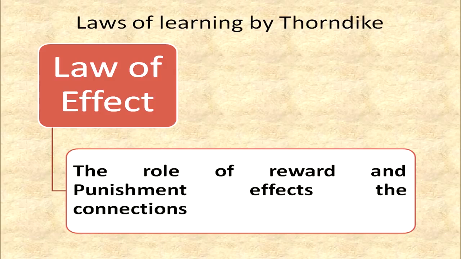Thorndike gave three laws of learning. We will discuss them one by one. First is the law of effect. The law of effect means the role of reward and punishment affects the connection. For a particular action, if the child gets a reward, the frequency of that behavior increases. The child will do that behavior again and again. But if the child gets punishment, then that behavior will be removed gradually.